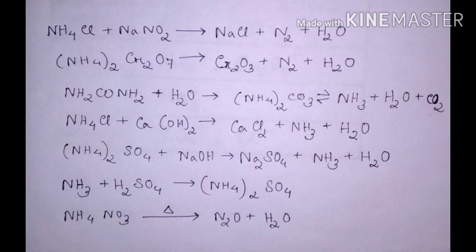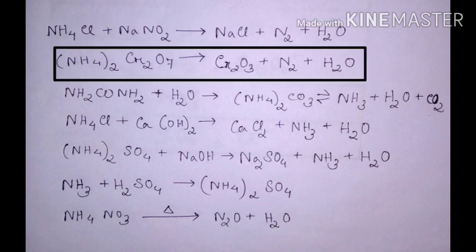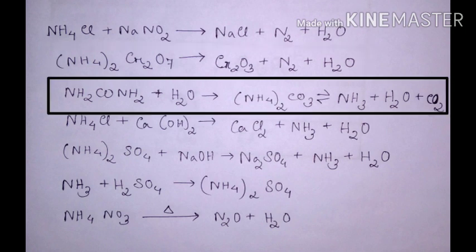We can also see some decomposition reactions of ammonium complexes. The first reaction is between ammonium chloride and sodium nitrite, for which we get the products sodium chloride, nitrogen along with water. In the second reaction, ammonium dichromate decomposes to form chromium 3 oxide along with nitrogen gas and water. In the third reaction, urea, which is NH2CONH2, reacts with water to form ammonium carbonate. This decomposes to give ammonia, water and carbon dioxide.